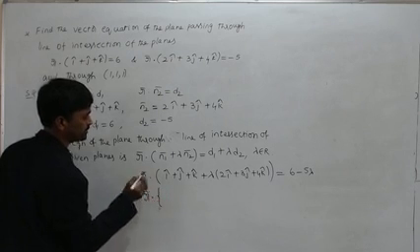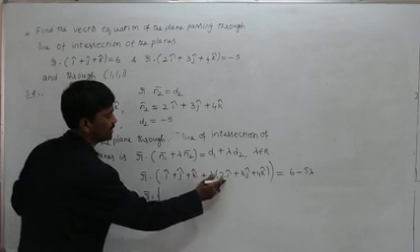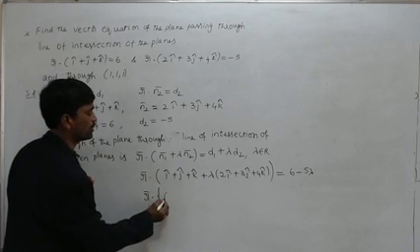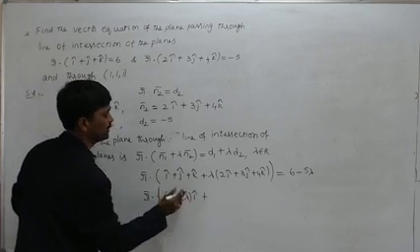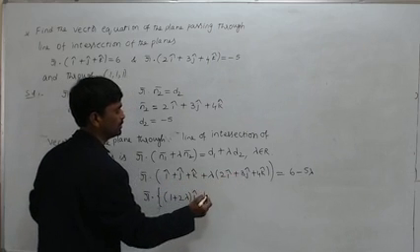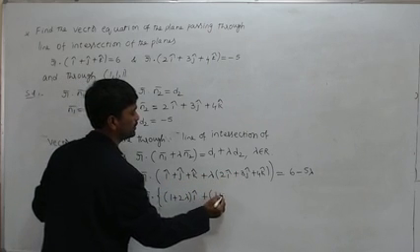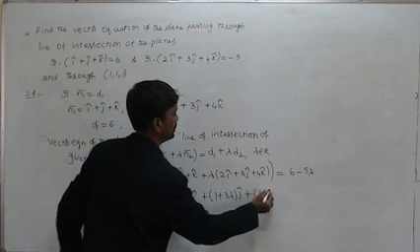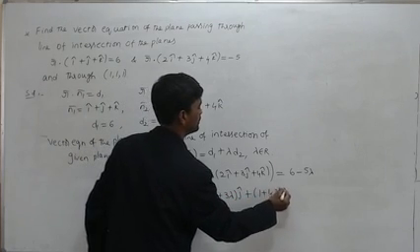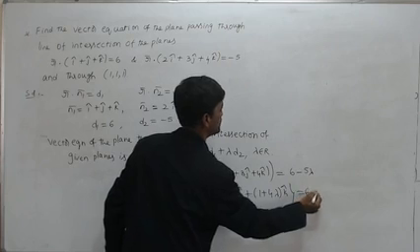How can we write it? See, i cap, this is lambda into 2i cap. If you take i cap common, what will we get? 1 plus 2 lambda into i cap. Similarly, here j cap, here 3 lambda into j cap. If you take j cap common, 1 plus 3 lambda into j cap. Next, what will we get? 1 plus 4 lambda into k cap is equal to 6 minus 5 lambda.